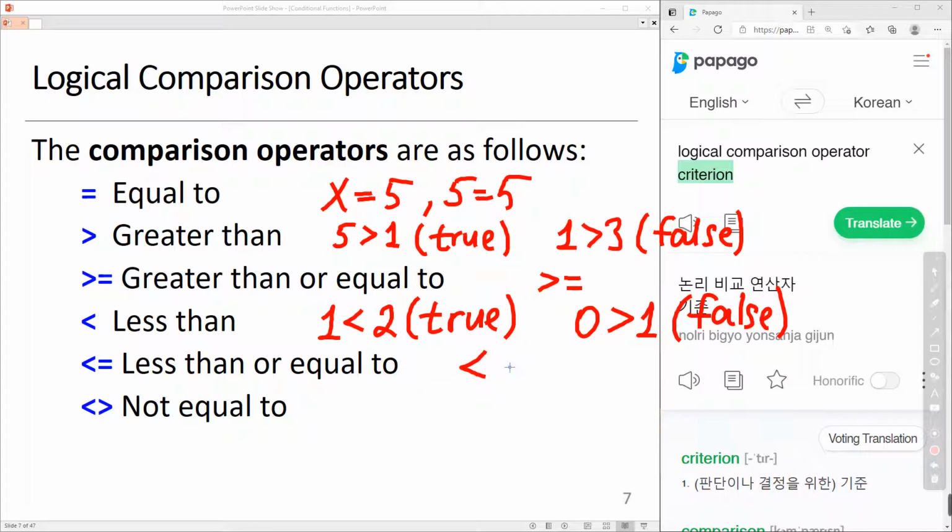Less than or equal to. So don't forget, the equal sign is always on the right, as here. Equal sign is always on the right, so you cannot put it on the left. And the next one is not equal to. So one example, let's say, usually in maths we use another operator.